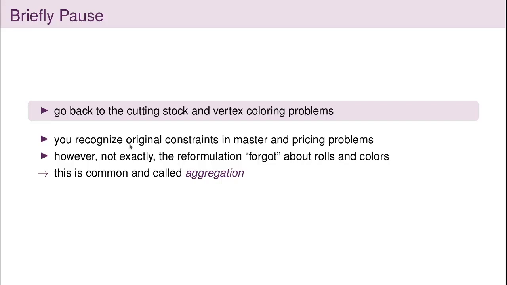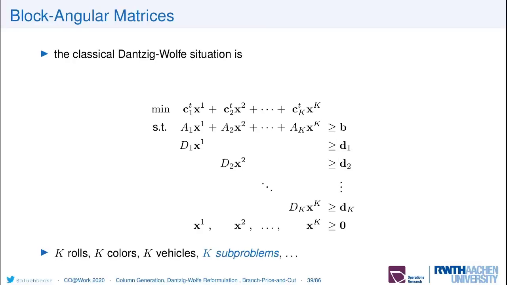Okay, so this is not a coincidence, but when you look closely, you will see that it's not exactly the same. Somehow these formulations forgot about the rolls for the cutting stock problem and the colors for the vertex coloring problem, so the independent sets had no colors. This is very common and useful, and this is called aggregation. I will not talk about the details here, but this is what often happens. And at least looking at these examples will give you some intuition of what the connection is, and hopefully gives you some illustration of how the Dantzig-Wolfe reformulation works.